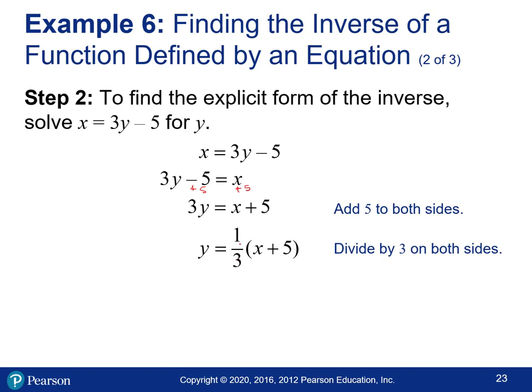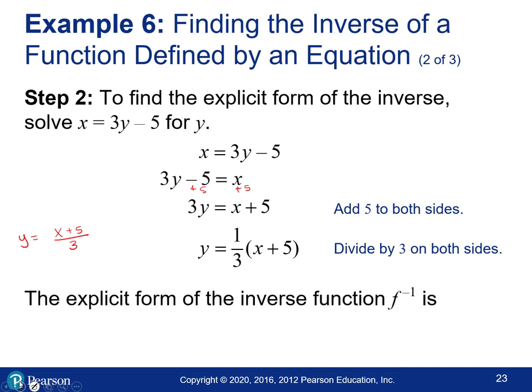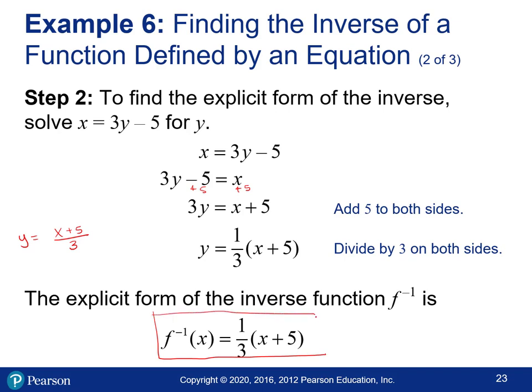So you can write that as y equals x plus 5 over 3 like this, or you can write it with a fraction 1/3. Both of those are the same thing. And this is the inverse of our original function. So at the very end, what you always want to do is put your inverse notation back on. So even though our answer was here with a y, go ahead and put in your inverse notation. Say that this is f inverse. This is the inverse of the original function, which was f of x, which was 3x minus 5.